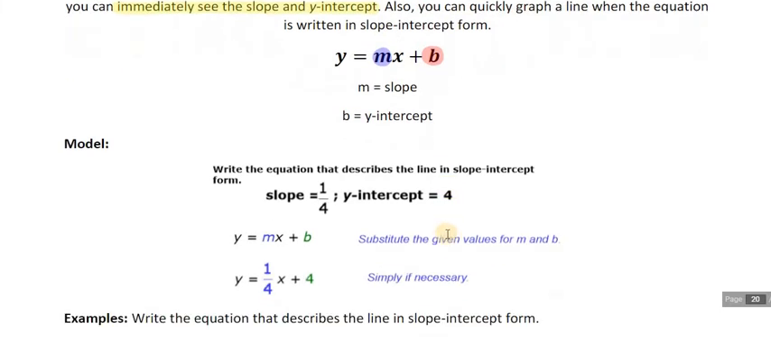Okay, so in our next series of problems, we are going to be given the slope and the y-intercept, and we need to simply write an equation inserting the slope in front of the x and the y-intercept at the end as the constant by itself. So if it says write the equation that describes the line in slope-intercept form where slope is 1/4 and the y-intercept is 4, the 1/4 is the slope, so that goes in front of the x. The y-intercept is 4, so that goes in for the b. There's our equation in slope-intercept form.